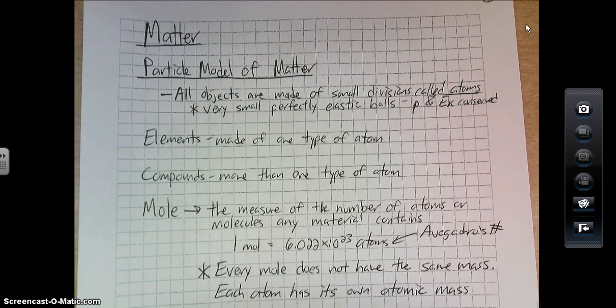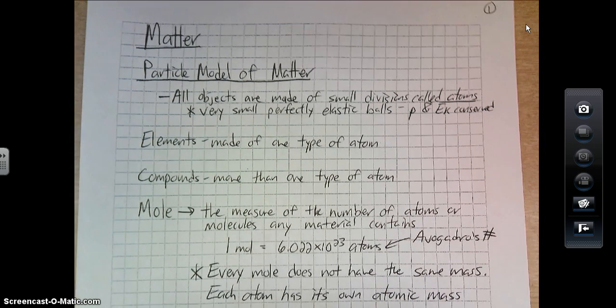Alright, this first video is really a basic overlook of matter and how exactly we categorize matter. I imagine that if you've already had a chemistry class, most of this is going to be review. However, there will be a little bit of a physics twist on it as we go further and further throughout the unit.